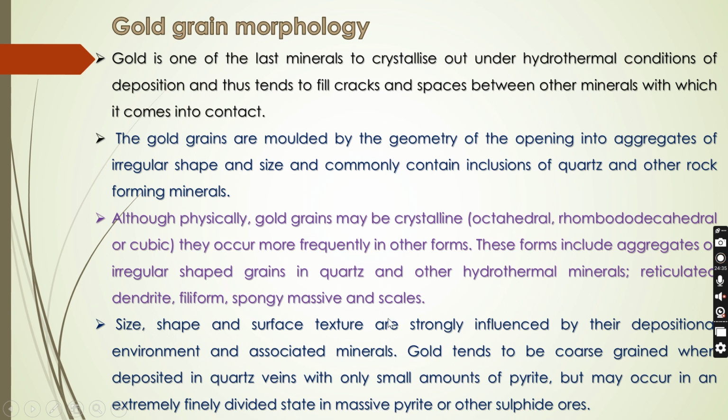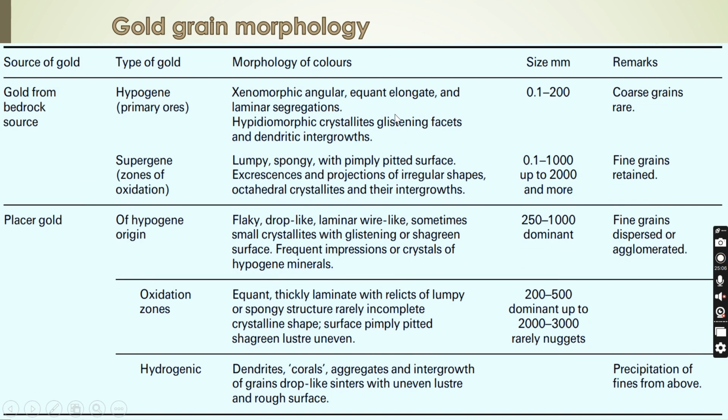Size, shape, and surface texture are strongly influenced by the depositional environment and association with other minerals. Gold tends to be coarser grained when deposited in quartz veins with only small amounts of pyrite, but may occur in an extremely finely divided state in massive pyrite or other sulfide ores. When looking at pyrite at grain scale, it is often observed that pyrite contains gold inclusions. So that gold will be smaller.